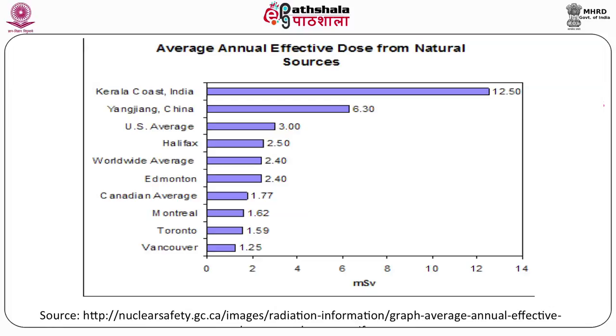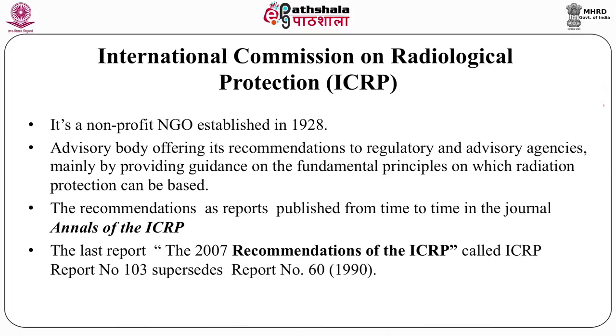Now we must know certain agencies or organizations that are involved in radiation protection worldwide. One of the most important ones is the International Commission on Radiological Protection, also called ICRP. It is a non-profit, non-government organization established in 1928. It is an advisory body offering its recommendations to regulatory and advisory agencies, mainly by providing guidance on the fundamental principles on which radiation protection can be based. The recommendations are published as reports by ICRP from time to time in its journal called Annals of the ICRP.